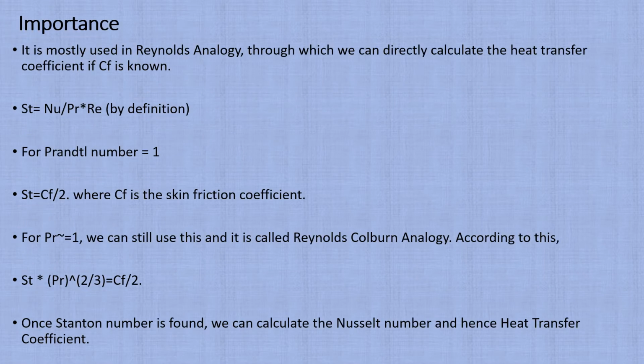Now, the importance of Stanton number. It is very important, and it is used in Reynolds analogy. In Reynolds analogy, we use a particular thing which is called Cf. Cf is the skin friction coefficient or skin factor. So in the Reynolds analogy, if we have Prandtl number equal to 1, then the Stanton number will be equal to Cf divided by 2, or we can say that Stanton number into Prandtl number power 2 divided by 3 will be equal to Cf divided by 2 in Reynolds-Colburn analogy.